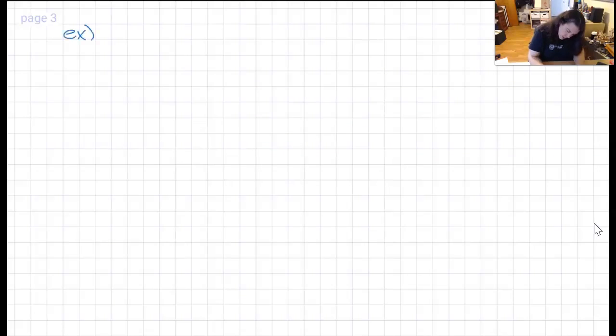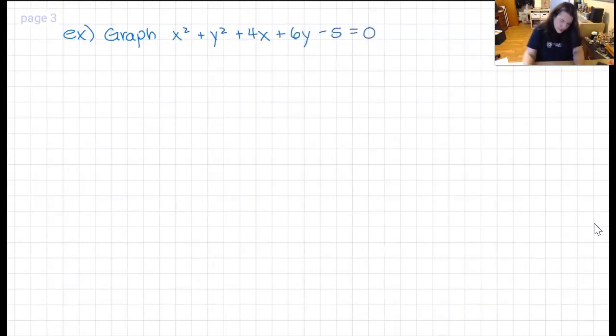What if we were going to graph x² + y² + 4x + 6y - 5 = 0? Wait a minute, something funky is here. It's not in the right form. So we're going to have to change it to the form. We're going to complete the square.